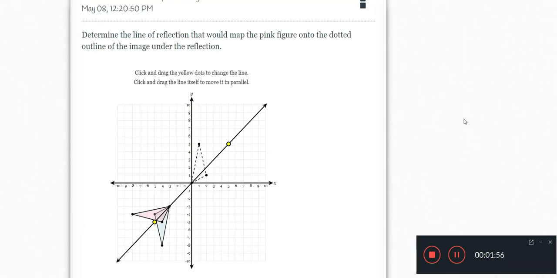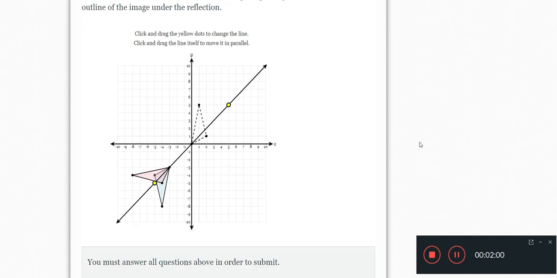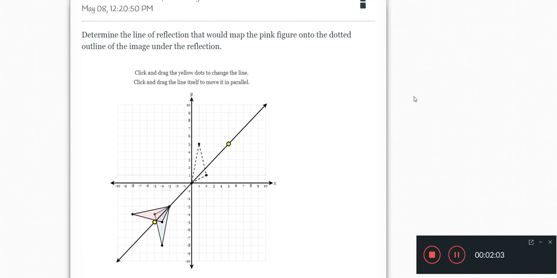The next one that I want you to do is find the line of reflection experimentally. So it says determine the line of reflection that would map the pink figure onto the dotted outline of the image under the reflection. So click and drag the yellow dots to change this line. So what you want to do first is you're trying to get that pink image, and you're going to try to get it into the place of where this dotted line is.